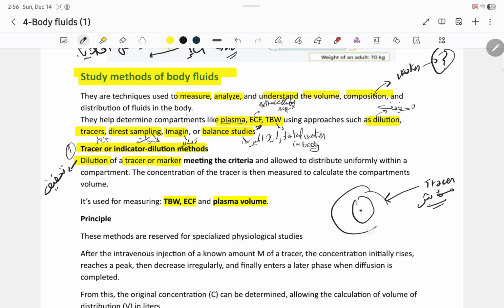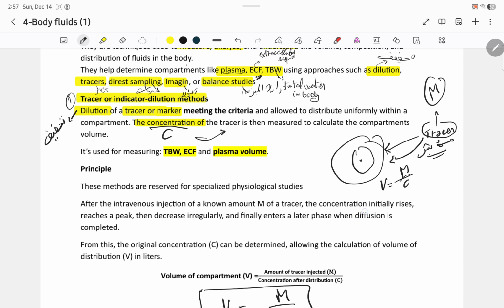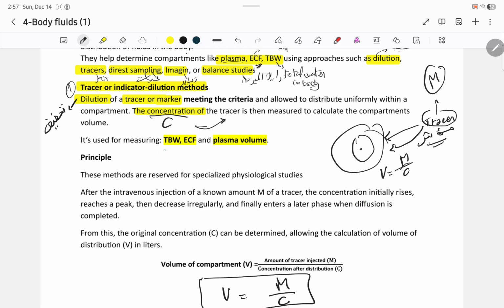This tracer we're going to enter in this compartment, and after that, what do we have? Here we have the molar mass of this tracer. The concentration of the tracer is then measured to calculate the volume of the compartment. It's like that: V equals M over C. Volume is equal to the mass of the tracer divided by the concentration of this tracer. It is used for measuring what? The total body fluid, the extracellular fluid, and the plasma volume, which is a part of the extracellular fluid.